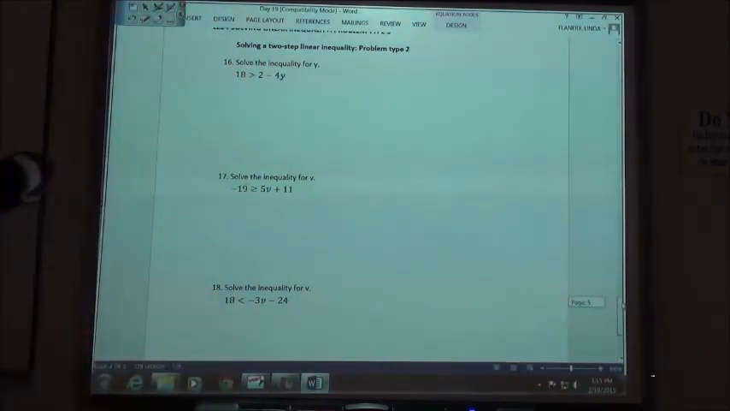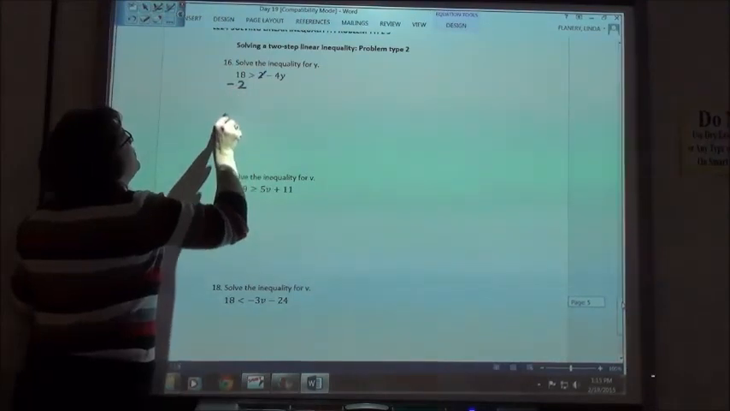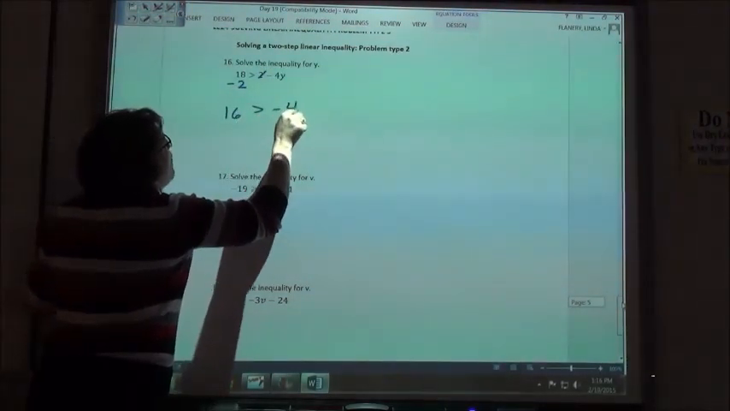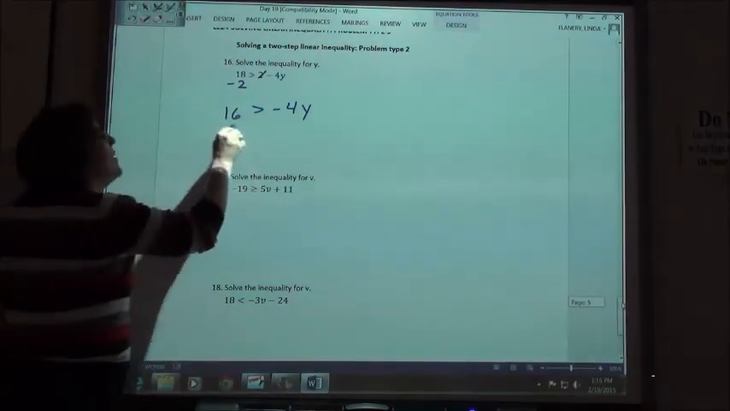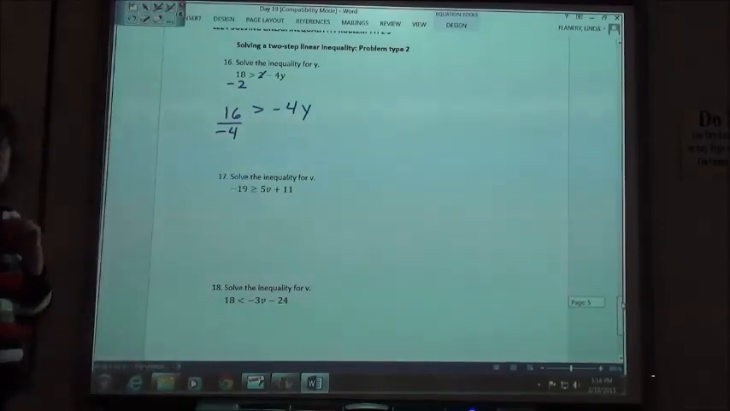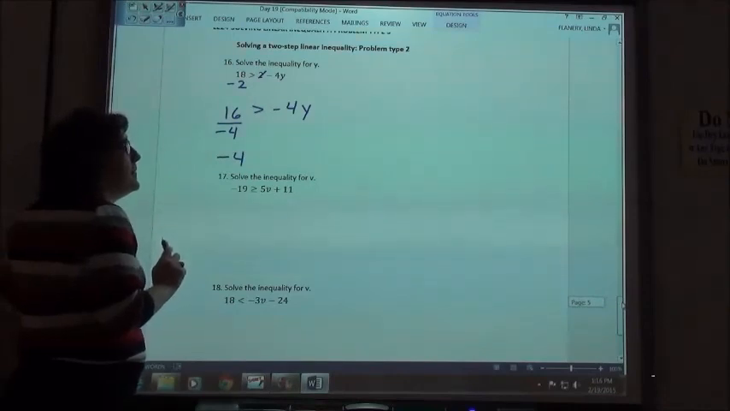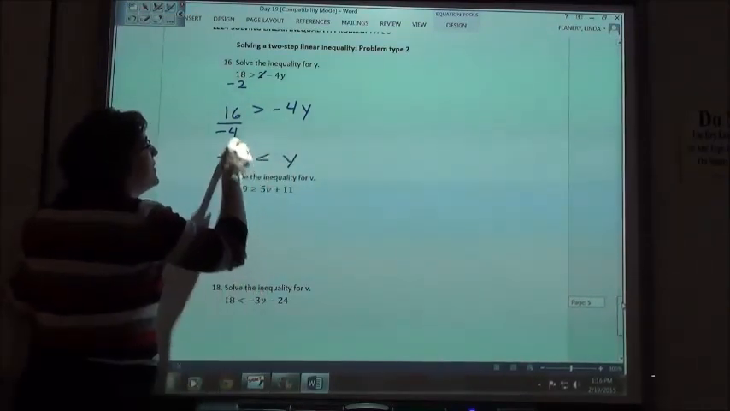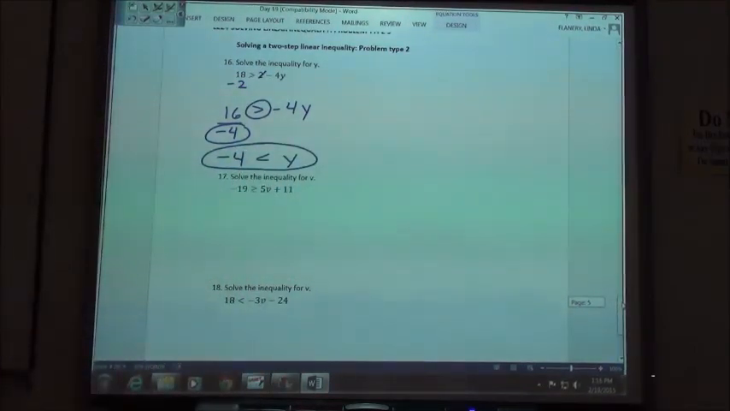Solving that for y, the first thing I want to do is subtract the 2. So 16 is greater than negative 4y. Then in order to solve that, I'm going to divide by the negative 4. So my answer is going to be negative 4 is less than y. Because this was negative, I ended up flipping my sign the other direction. So negative 4 ends up being less than y.